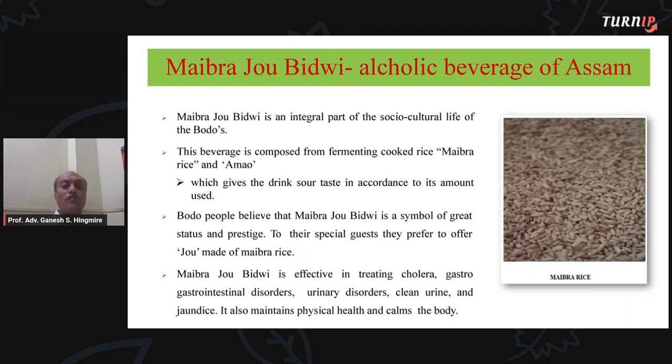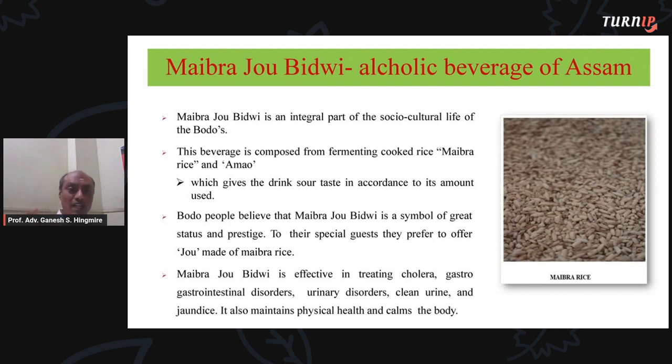It's an integral part of the socio-cultural life of the Bodos. Basically, Bodo people worship the Sinju. Sinju means five. We know the five elements: water, then Tej, Surya, then Vayu, it's air, and then Akash, ether. So they have this culture of worshipping the five. This is also reflected in their food culture, in their regular day-to-day life. It includes the daily consumption of rice, and they have different types of rice, including Maibra.